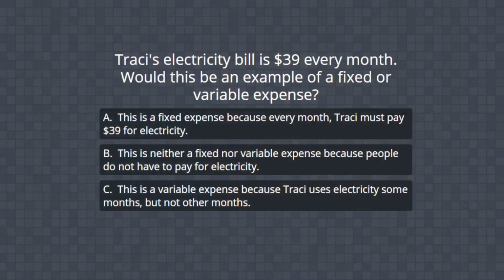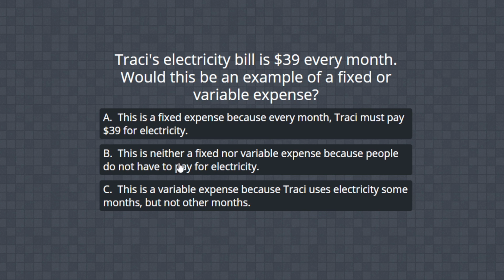Okay, great. Let's come back. We know that her electricity bill is $39 every month. So if she used this one every month, every single month, and she didn't use more anymore, then it is hard to change. So it would be in the fixed expense. It is fixed expenses because every month Tracy must pay $39 for electricity. It depends on how she used, of course.